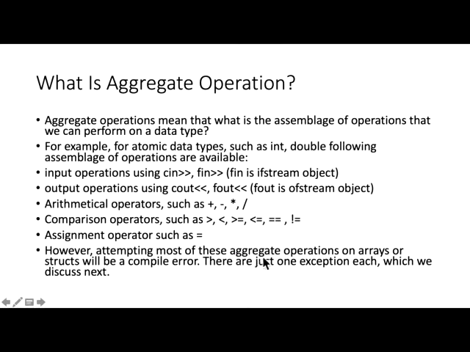However, attempting most of these aggregate operations on arrays or structs will be a compile error. That means most of these aggregate operations are not available either on structs or arrays. So that's a very important thing to understand: the aggregate operations you are used to doing on int and double are not available for structs and arrays, but there is just one exception each, one for struct and one for arrays, that is available. Okay, so we're going to talk about that.